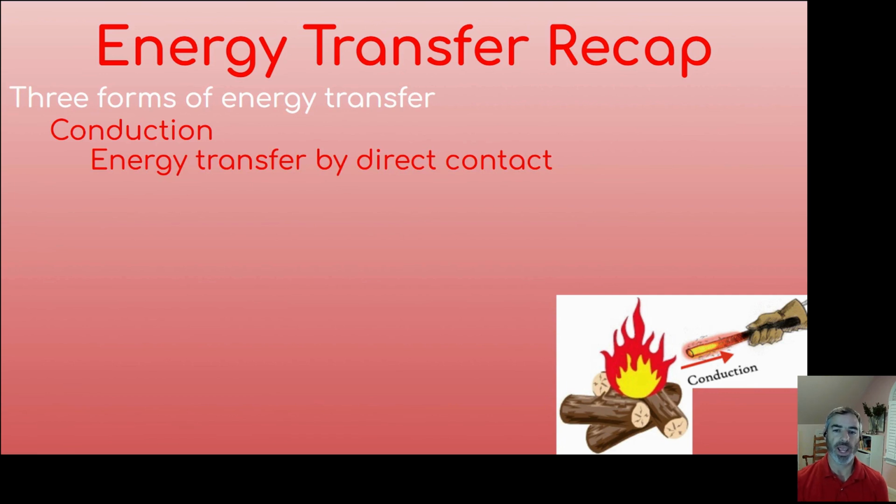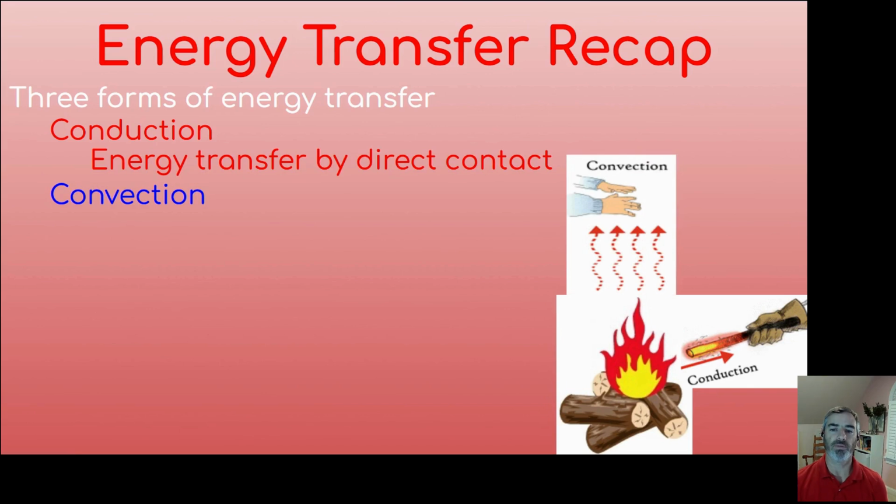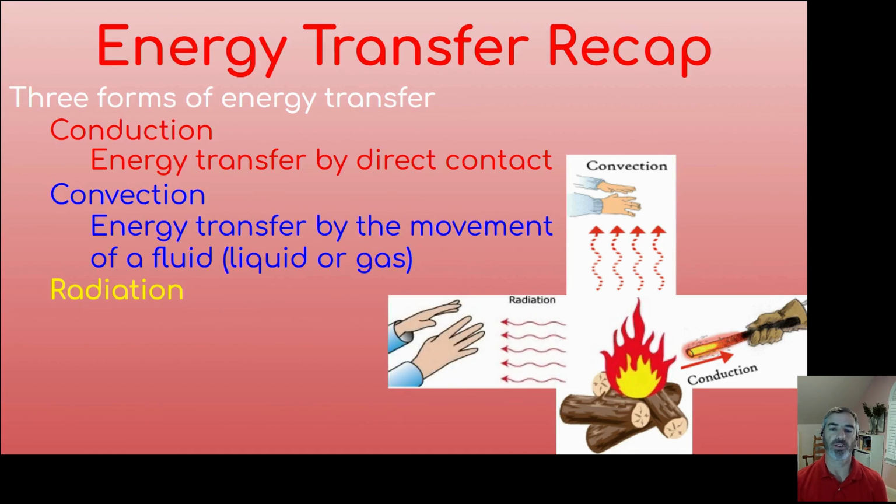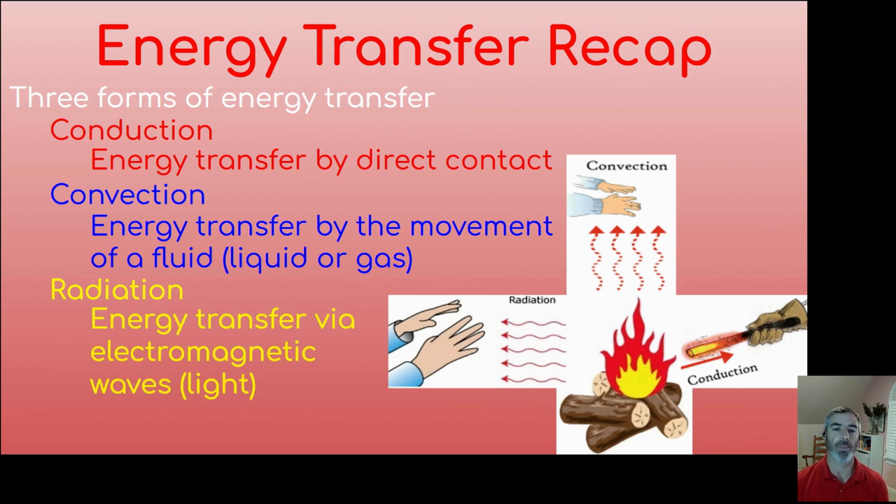And then convection, if we reach above the fire, we have warm air that's rising because the warm air is causing the fluid to circulate upward. That's energy transfer by the movement of a fluid, that's liquid or gas. And then lastly, we have radiation. So the light from that fire is also going to radiate outward towards our hands to keep our hands warm. So we can put our hands up. We don't have to put our hands above the fire. We can actually stand close to the fire, and those electromagnetic waves or light is what transfers the energy.